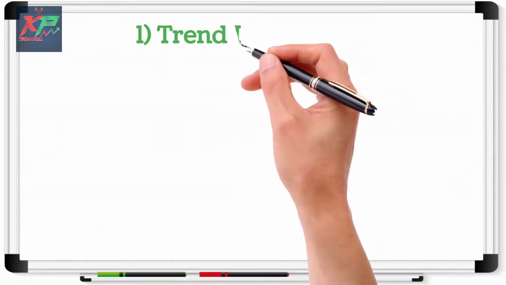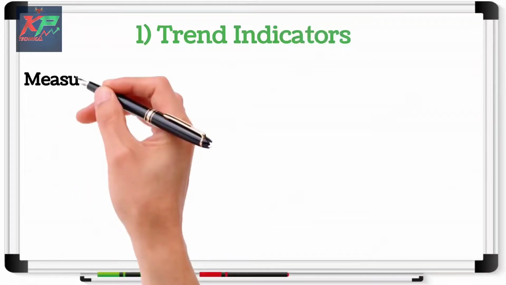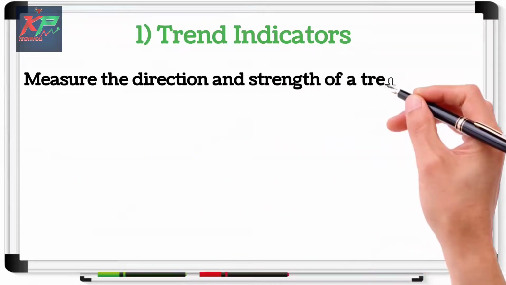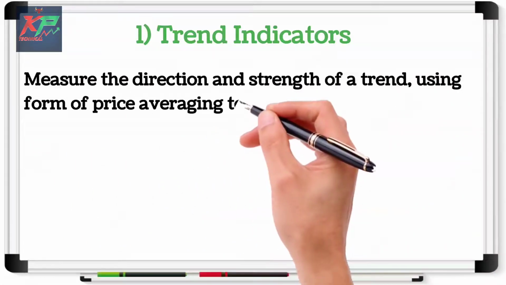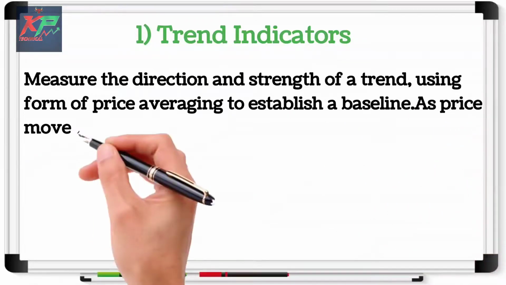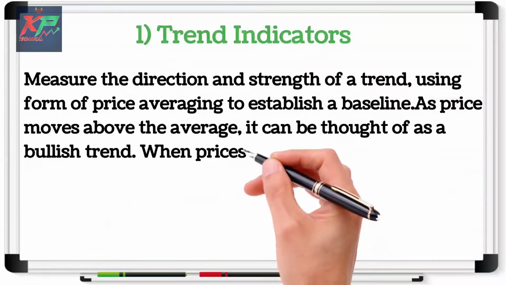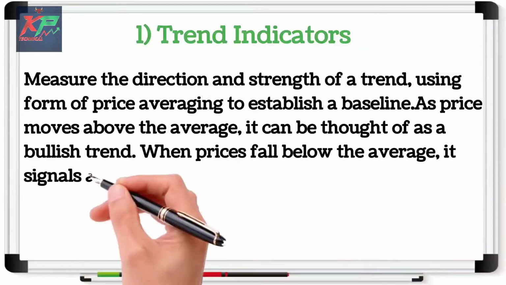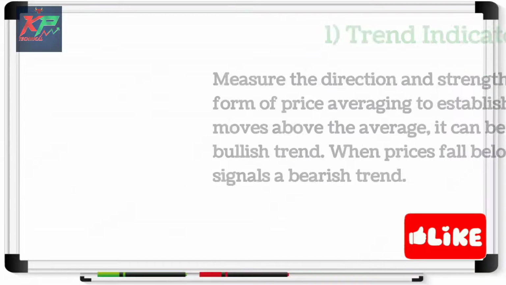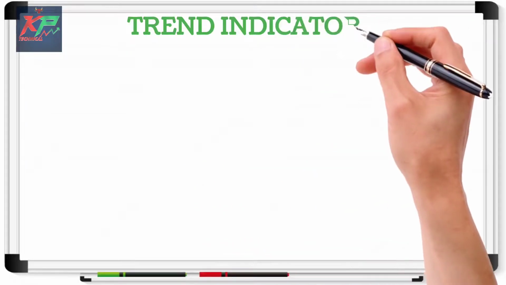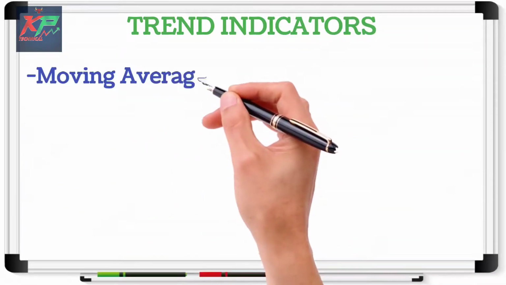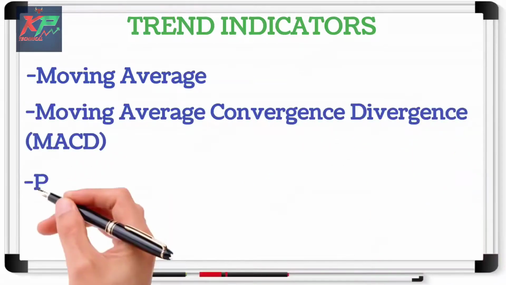1. Trend indicators measure the direction and strength of a trend, using some form of price averaging to establish a baseline. As price moves above the average, it can be thought of as a bullish trend. When prices fall below the average, it signals a bearish trend. Trend indicators: moving averages, moving average convergence divergence, parabolic stop and reverse.